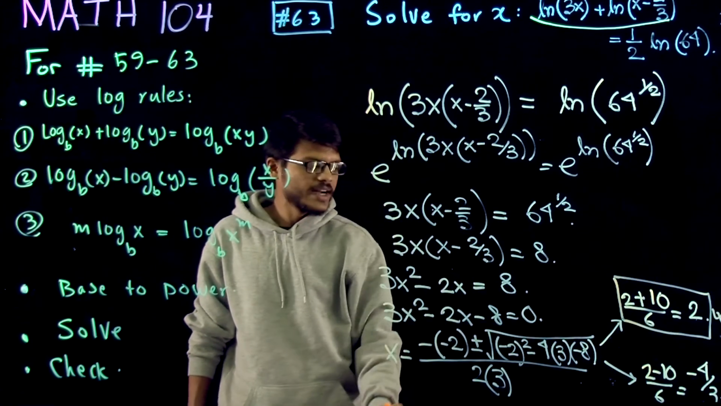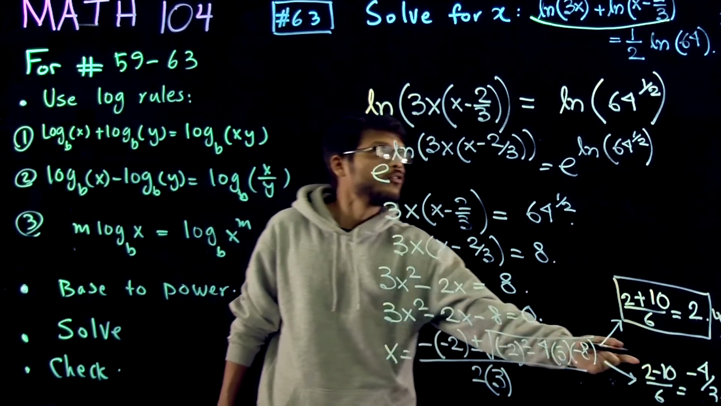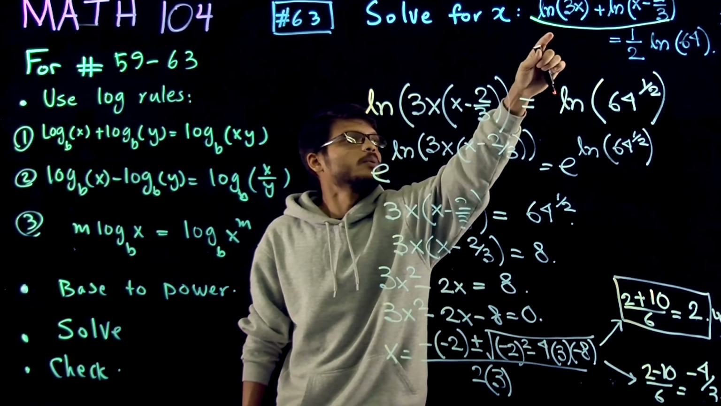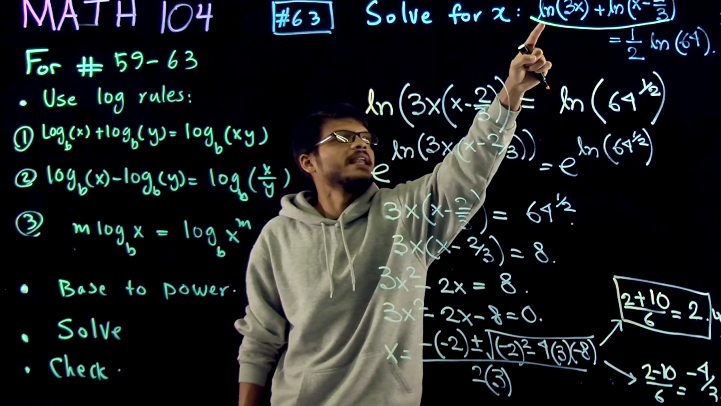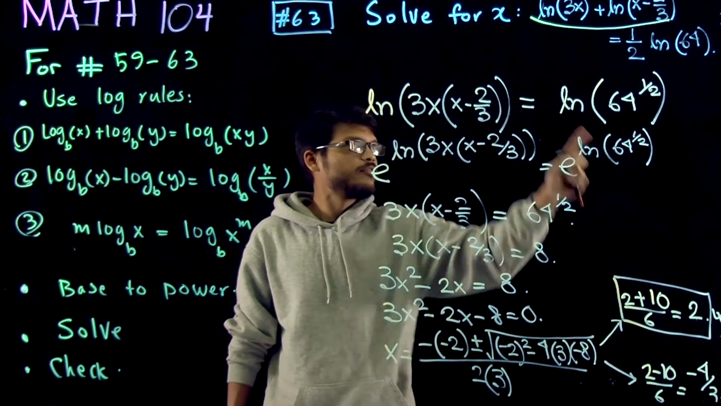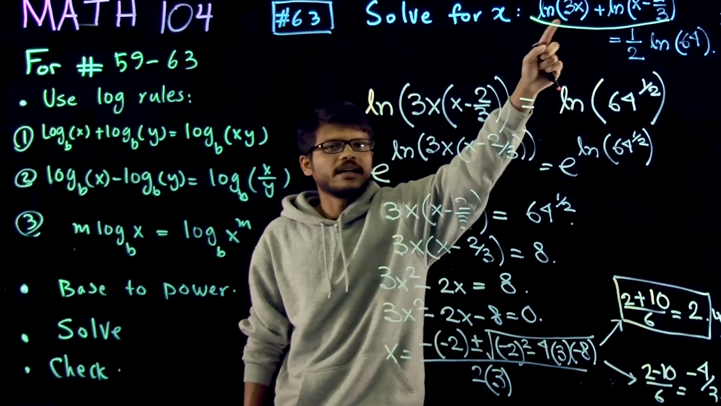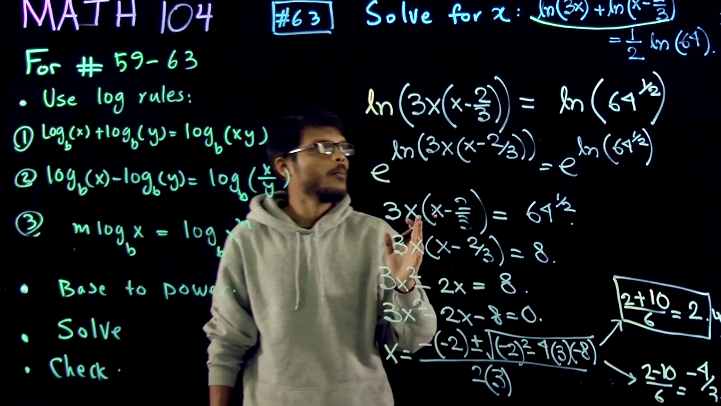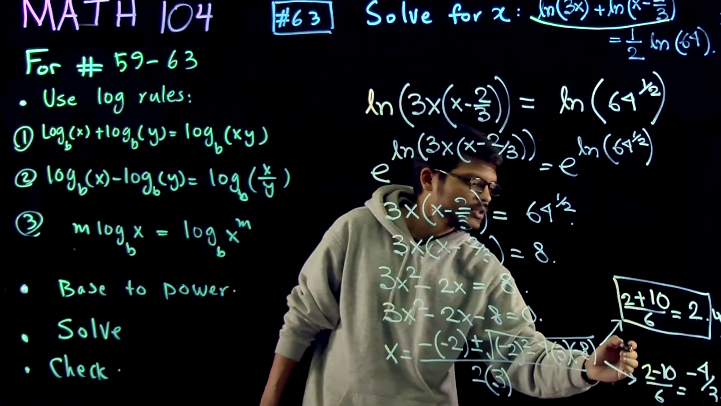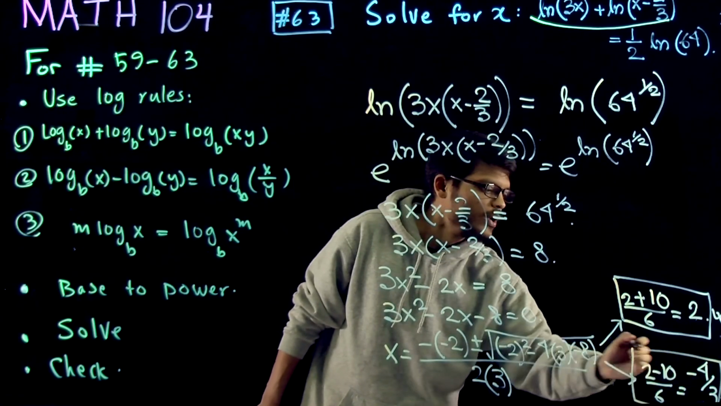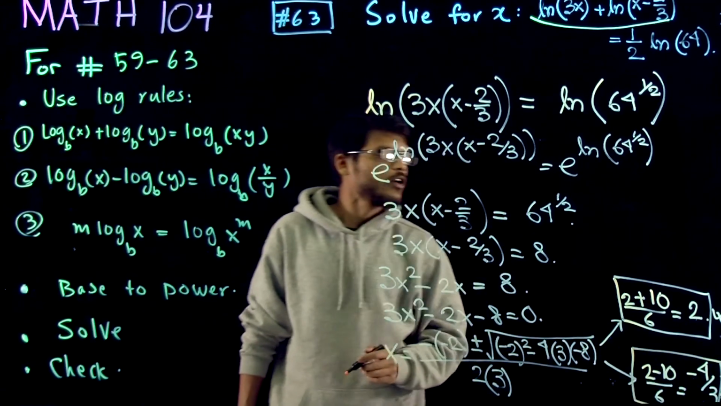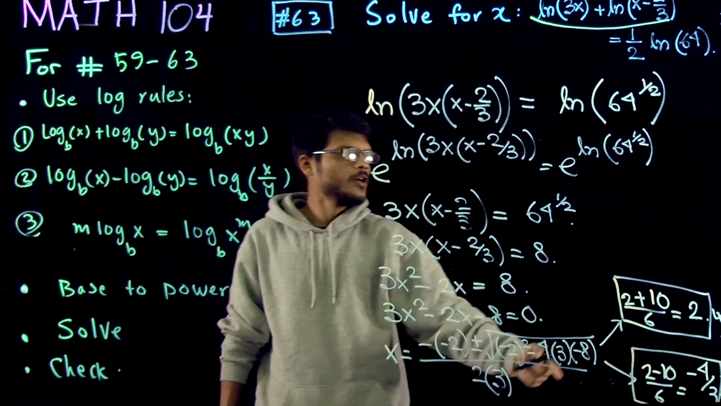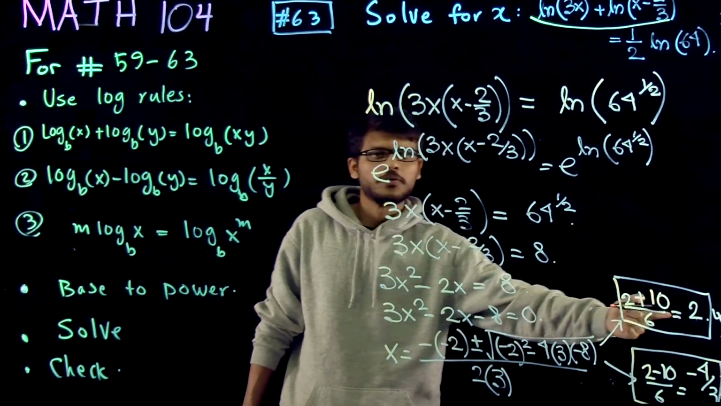And what about this one, negative 4/3? If I plug negative 4/3 back into the original, then we will see the first term becomes ln of 3 times negative 4/3, which is negative 4. But ln of negative 4 does not make sense because the domain of ln is positive real numbers. So negative 4/3, this solution will not work. So we have got only one solution for this problem, which is x is equal to 2. That is the answer.